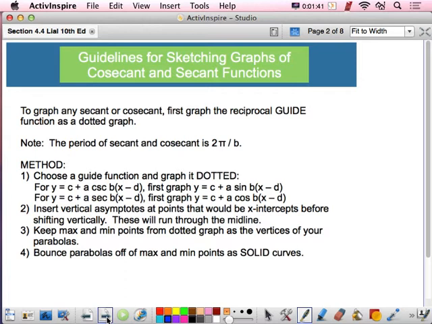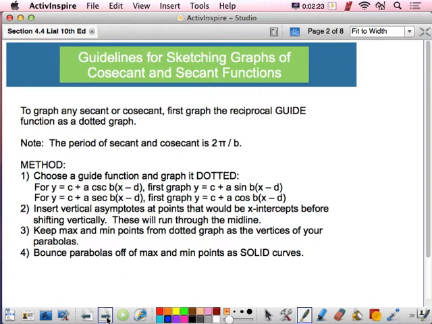Then you insert vertical asymptotes at points that would be the x-intercepts before you shift vertically. In other words, you insert vertical asymptotes at the points that go through the midline of that wave for sine or cosine. Those will always run through the midline. Then you simply keep the maximum and minimum points from the crests and the troughs from the dotted graph as the vertices of your parabolas. So these actually form infinitely many upward and downward parabolas separated by vertical asymptotes. And keep maximum and minimum points from the sine and cosine graph. It'll make sense when you see it.